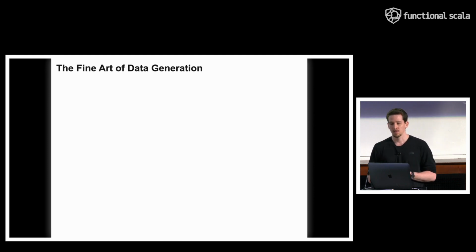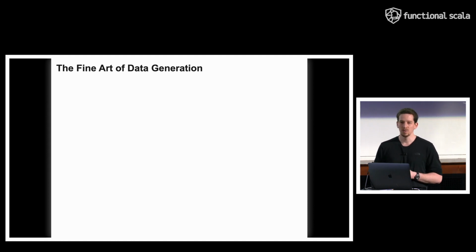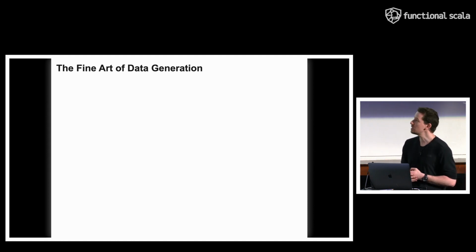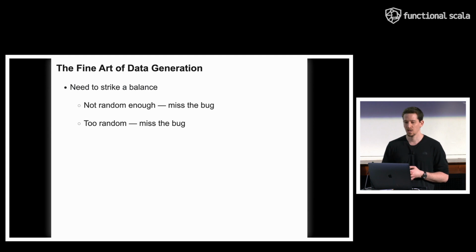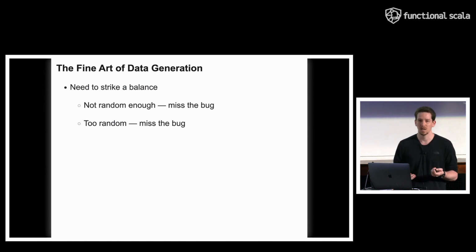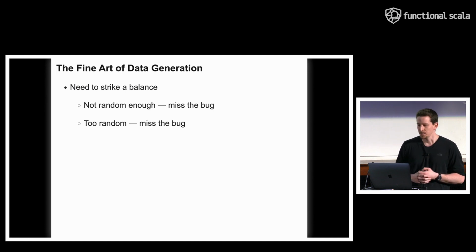Successful property-based testing hinges on generating good data. What good means is very context-dependent, but for the purposes of this talk, we need to strike a certain balance with data generation. The data should be random enough so we don't miss the bug, but it shouldn't be too random, because otherwise the state space becomes too large and we might just miss the bug because we have no chance of hitting it randomly in a huge state space.